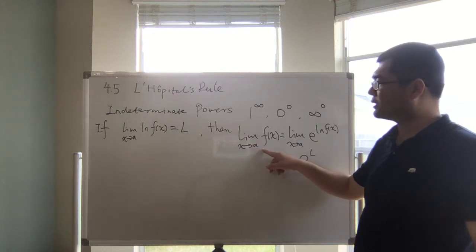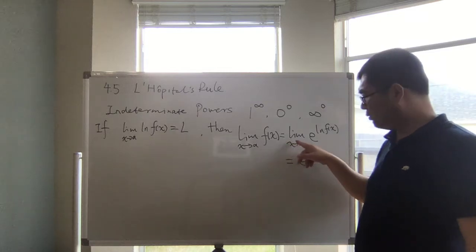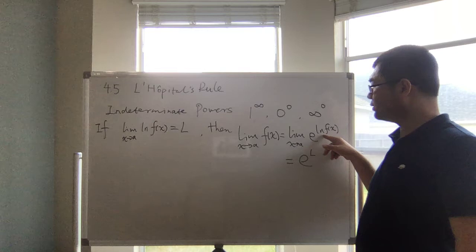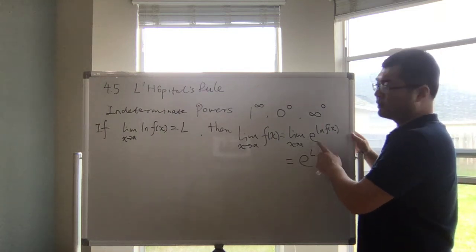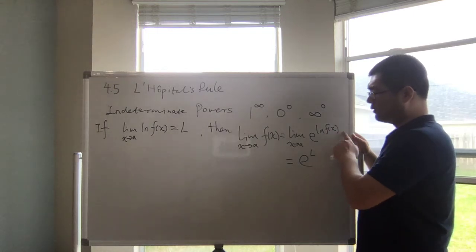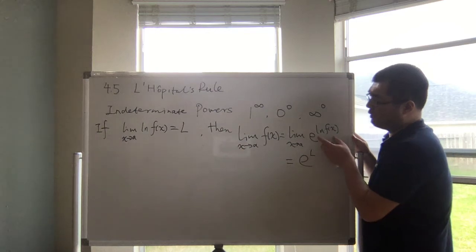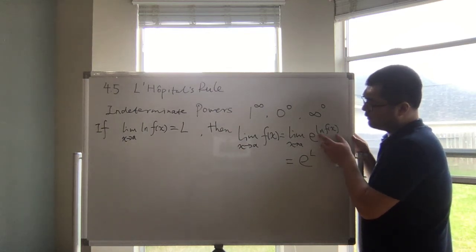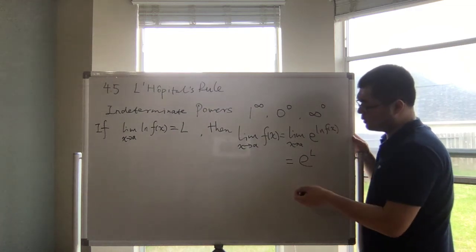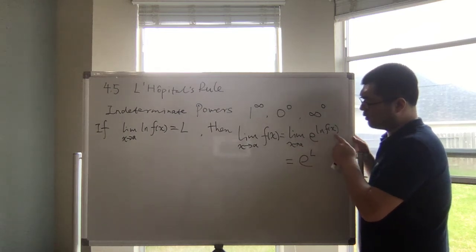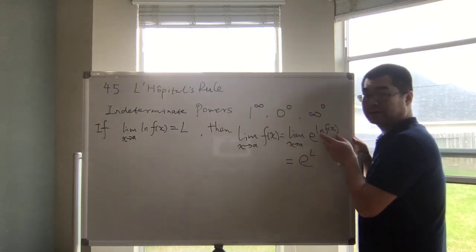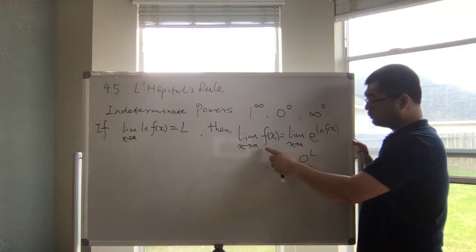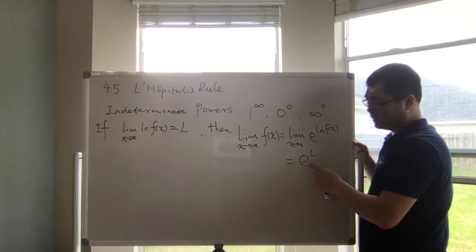Then the limit as x approaches a of f(x) is equivalent to the limit as x approaches a of e to the power of ln of f(x), right? Because the natural exponent and the natural logarithmic are inverse functions of each other, so e to the power of ln of f(x) exactly equals f(x). But look at what we have here, guys. On this part, we have ln of f(x). Based on the properties of the limit, the limit of e to the power of ln of f(x) can be evaluated as e to the power of the limit as x approaches a of ln of f(x). But that limit is capital L. So the limit as x approaches a of f(x) equals e to the power of L.